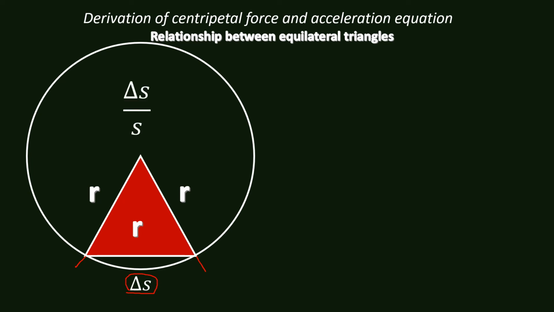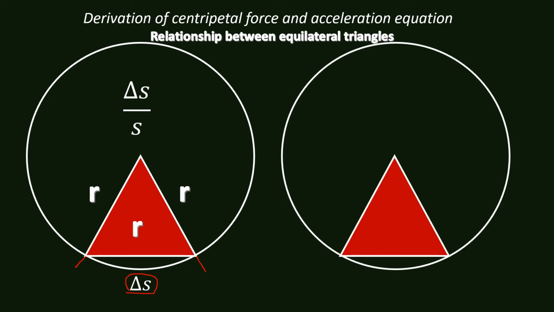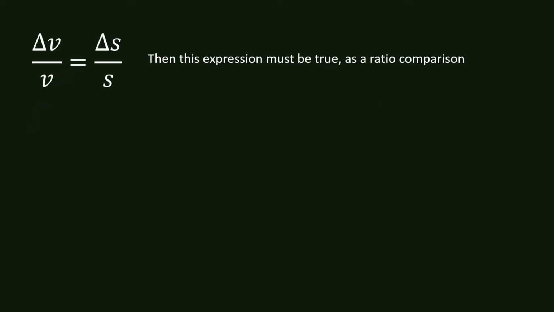So we have a ratio. That ratio is delta S over S. And we're going to do the same thing, but we're going to change from R to V, denoting velocity. Okay. And so if this is true in this case, this must be true too. So we have then this expression where delta V divided by V equals delta S divided by S. It's basically just a ratio comparison.